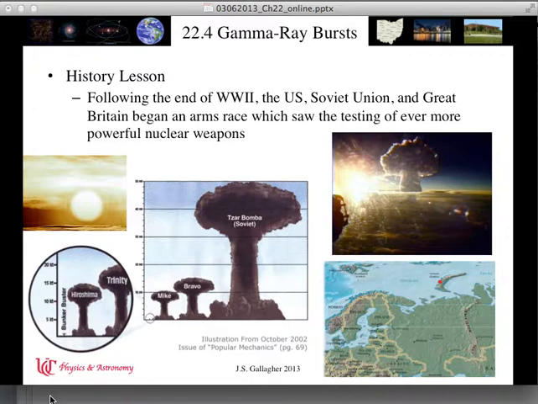So the topic of today's lecture is gamma ray bursts. And gamma ray bursts are interesting because they were discovered accidentally back in the 1960s. And I want to get into how they were discovered. And to do that, we have to start at the end of the Second World War, at a time that the United States and the Soviet Union entered into what we call a Cold War.